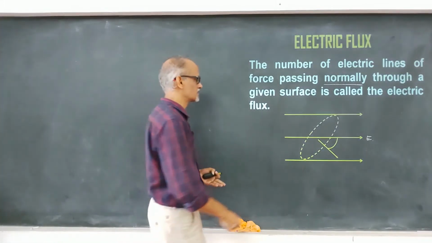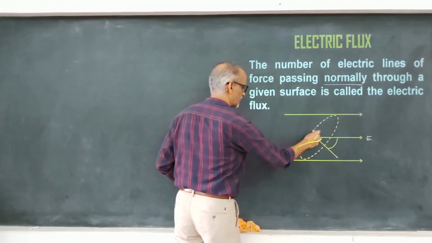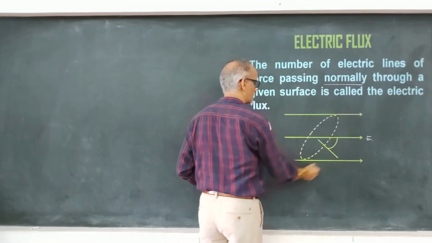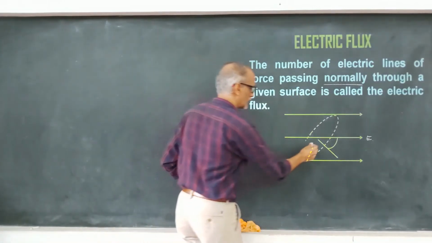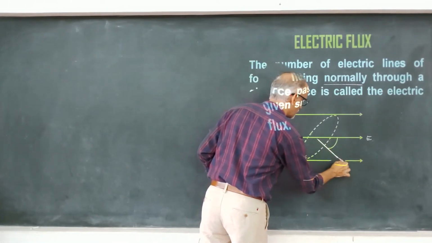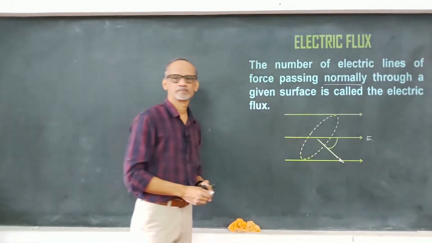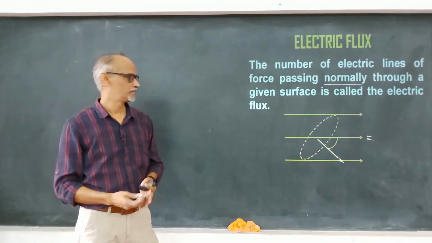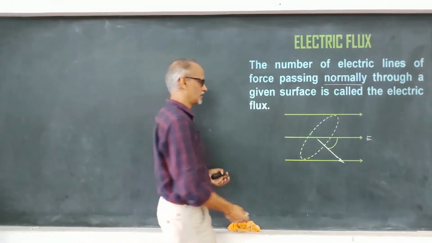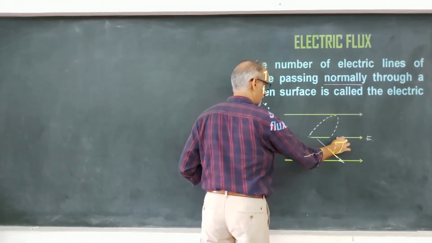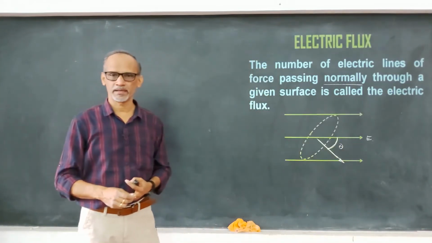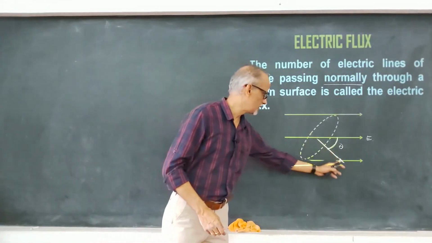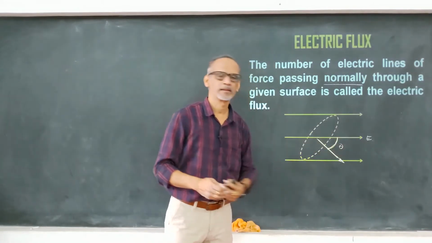In that, I am going to consider an imaginary surface like this. This is the imaginary surface, and this is the normal drawn to it. Normal means perpendicular. Now that normal and the electric field make an angle theta. So theta is the angle made by the normal to the surface and the electric field.